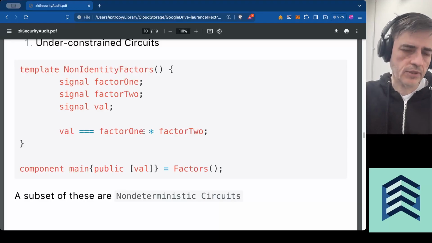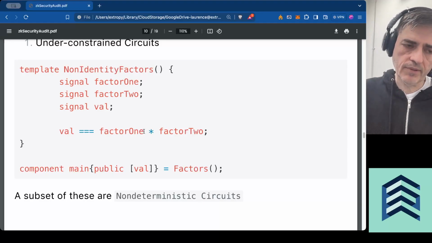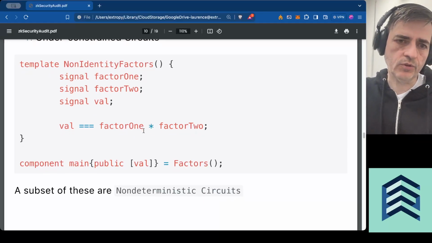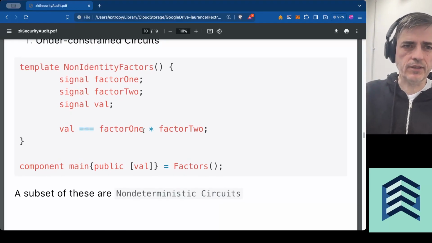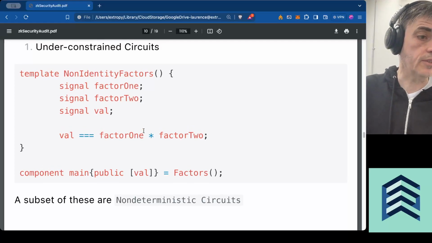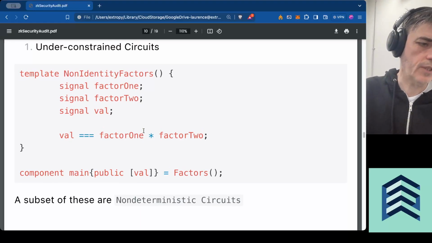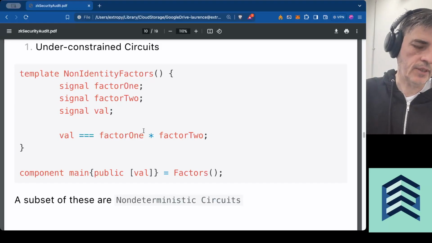So this general idea of under-constrained circuits is one of the major problems we see. And a subset of those are things called non-deterministic circuits. This is a little complex, but the idea is that if you introduce some non-determinism into this area, then the prover again could take advantage of that. And so in certain circumstances, maybe they could create a proof that isn't sufficiently checked.